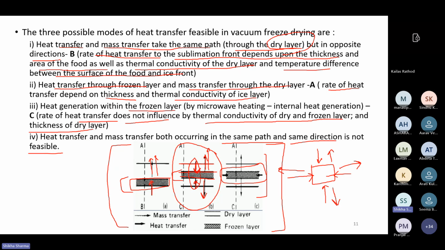Usually, if the question asks like this, you take this case, until it specifically mentions that it is from, or through, the frozen layer.